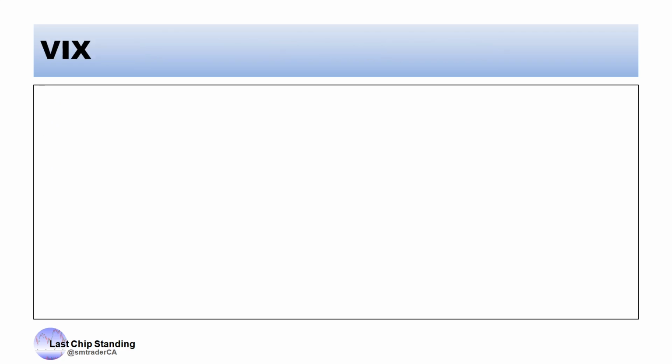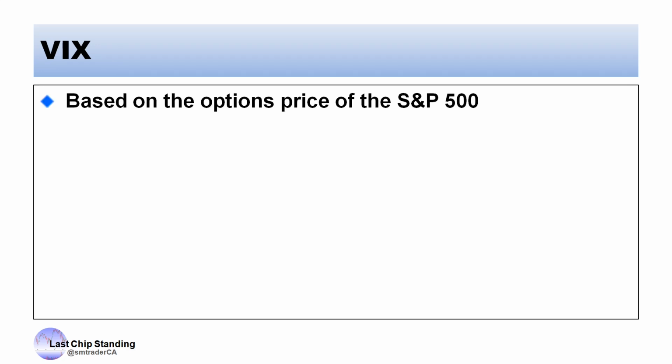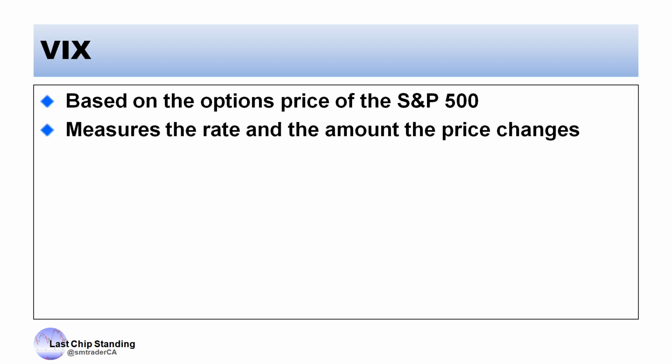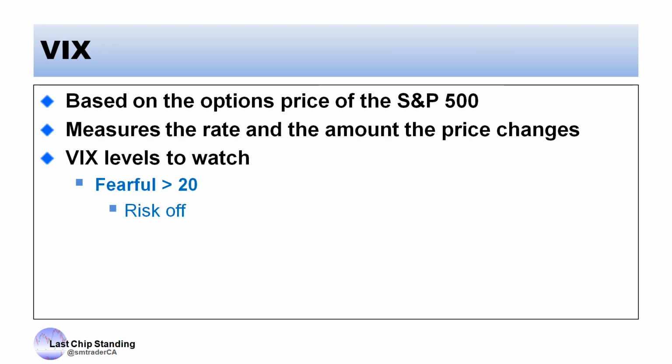Starting with the VIX, one of the sentiment indicators, sometimes it is also known as the fear index. We use the VIX to gauge the fear level of the market participant. This indicator is based on the volatility of the S&P 500. It measures how fast and how much the price changes. Here are the levels to watch on the VIX. When the VIX is above 20, the market participants are fearful and they are taking risks off. And when the VIX is below 20, the market participants are complacent and they are taking risks on.